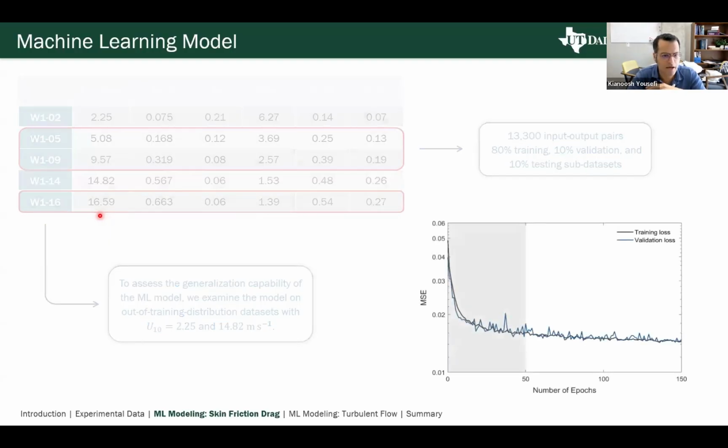Here is the MSE convergence history of the training and validation. We stop at epoch 150 for this training.